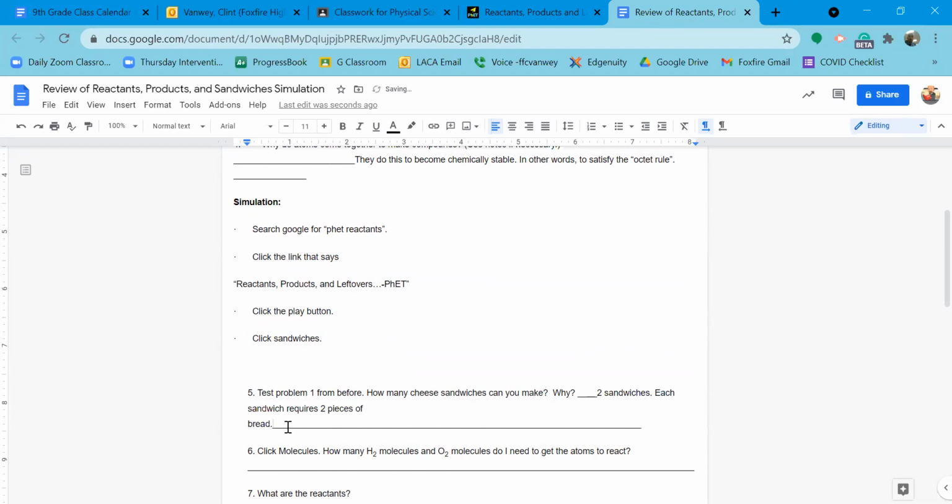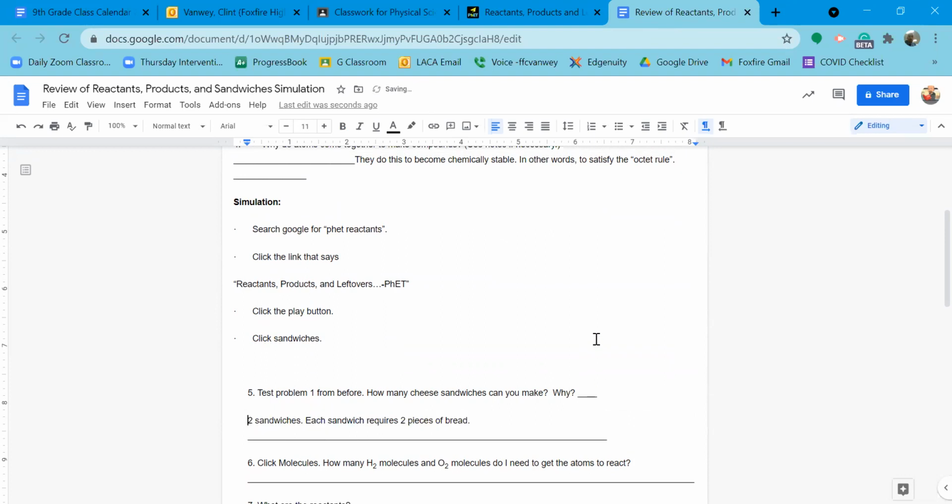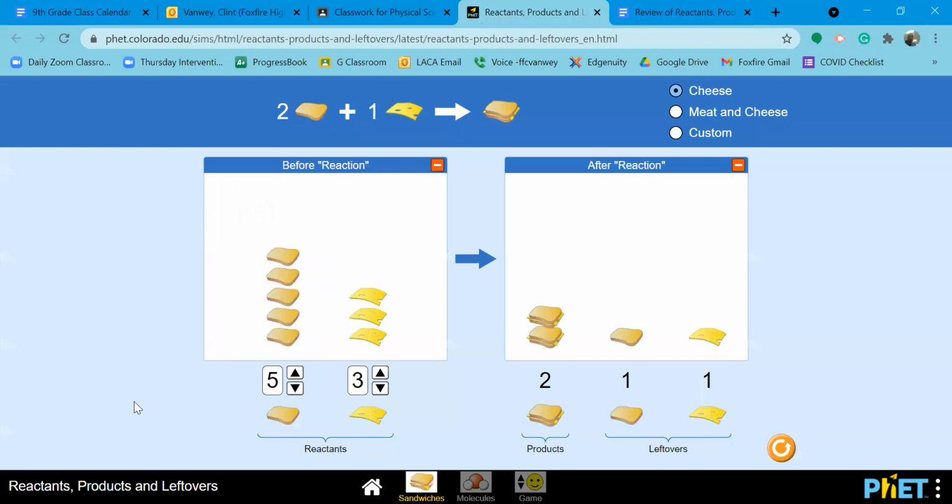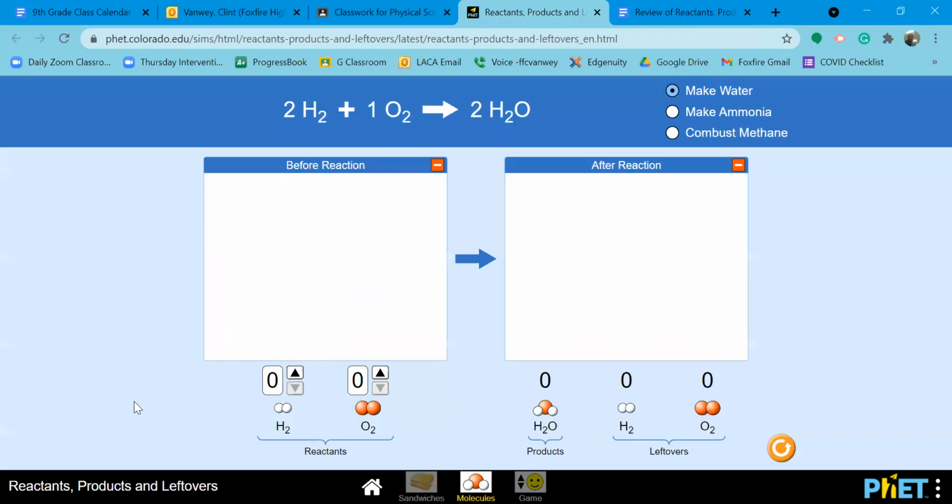Now, some of you might be getting frustrated at this point that we were talking about chemistry and now all of a sudden Mr. Van Wyn wants to talk about sandwiches. But hopefully you guys can see why we're going to the trouble. This just sort of makes it simple for us to consider at this level. Okay. Next, we're going to go back and click molecules.